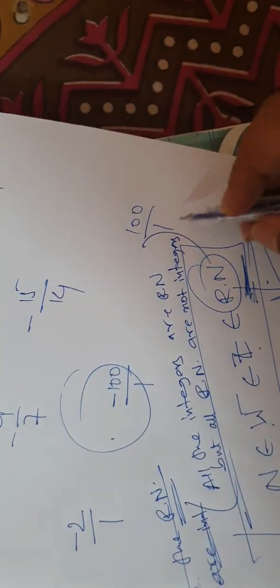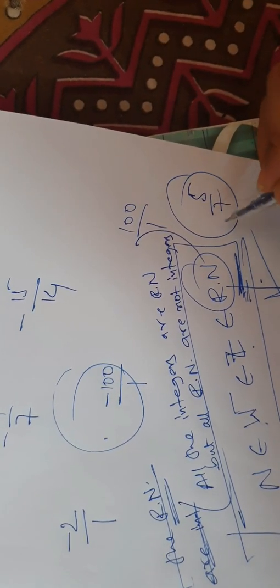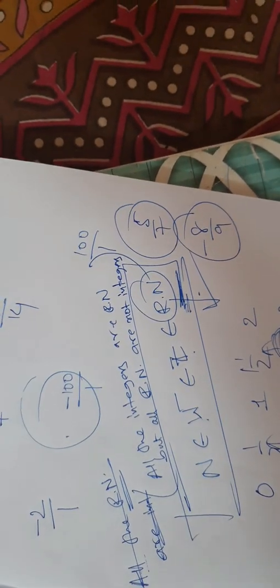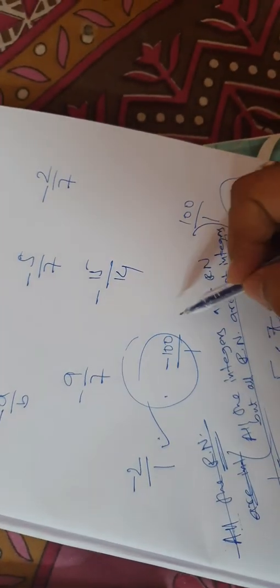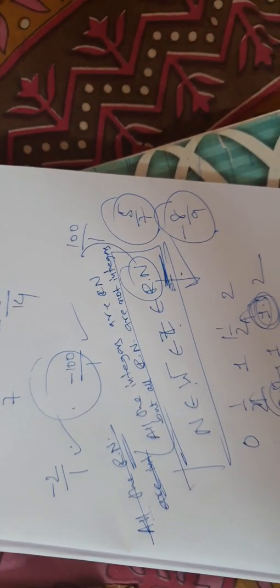Which are the rational numbers which are not integers? This 5 by 7, this is not an integer. Or minus 8 by 9, this is not an integer, but a rational number. And then again, all integers are rational numbers because you can put 1 after them, 1 at the bottom. You understood what I'm saying? Yes, sir. Completely understood? Okay, good.